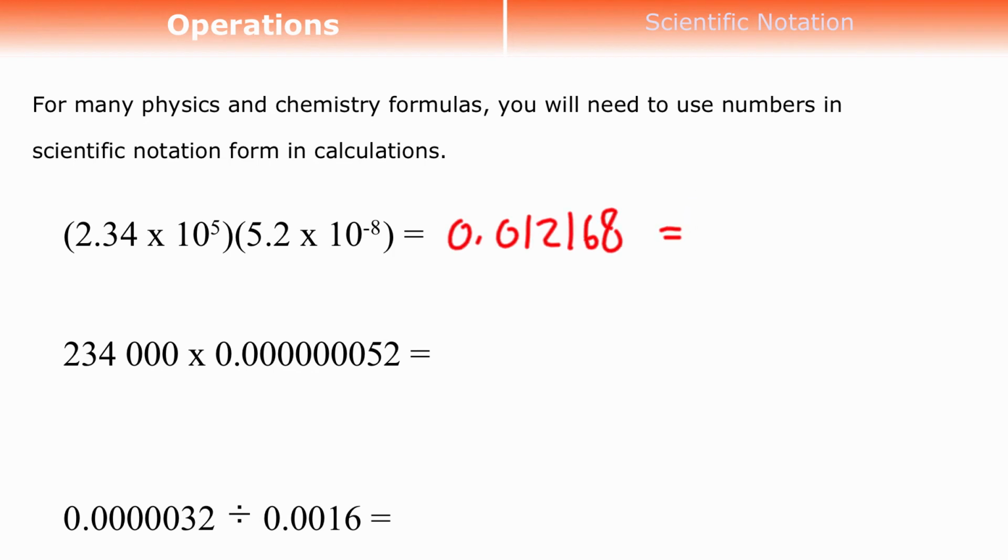I may want to rewrite that in scientific notation. And so I'd move the decimal to right there. So it would be 1.2168 times 10 to the, since it's a small number and I'm moving to the right, this would be a negative 2. Let's try one more.